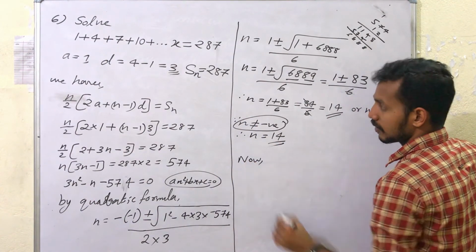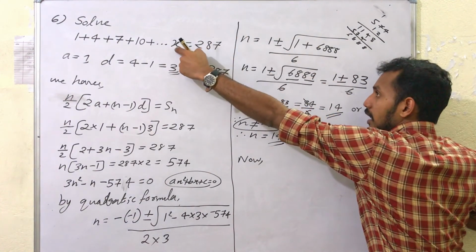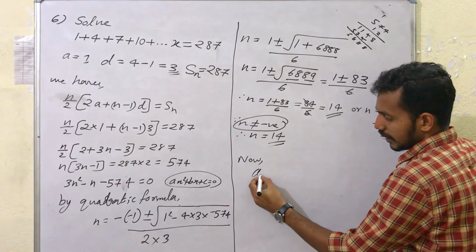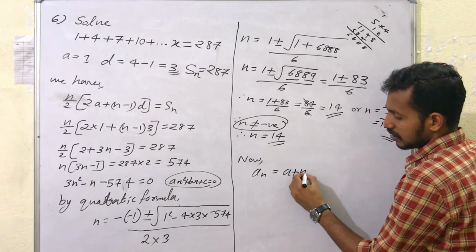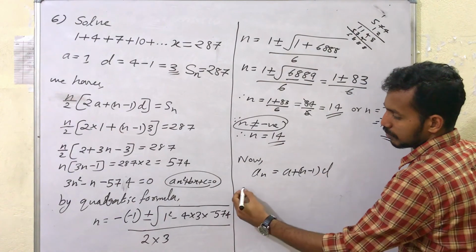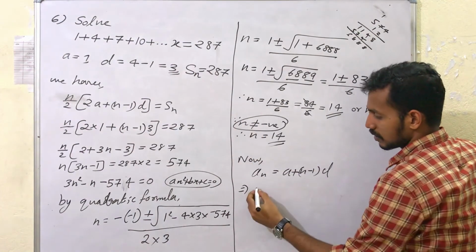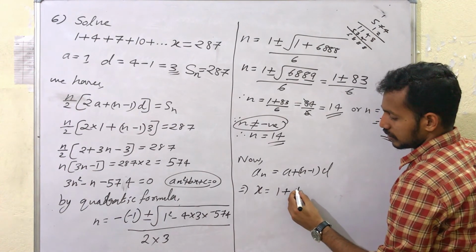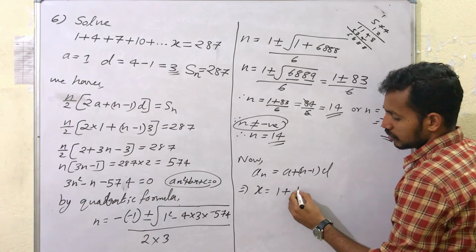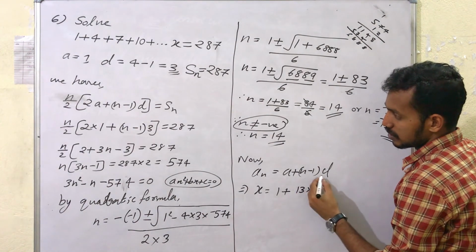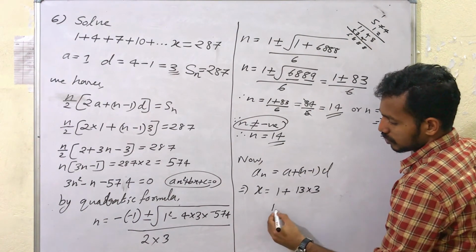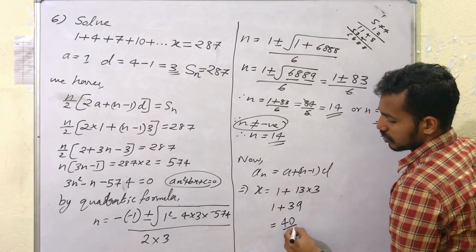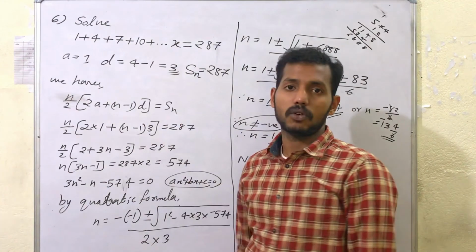Now we can find x. We can use the nth term formula, a plus (n minus 1) into d. That is, we have to find the nth term, x. x equal to a, which is 1, plus (n minus 1), that is 14 minus 1, 13, into d, and d equal to 3. So 1 plus 13 into 3 is 39, which is equal to 40. So the value of x is 40.